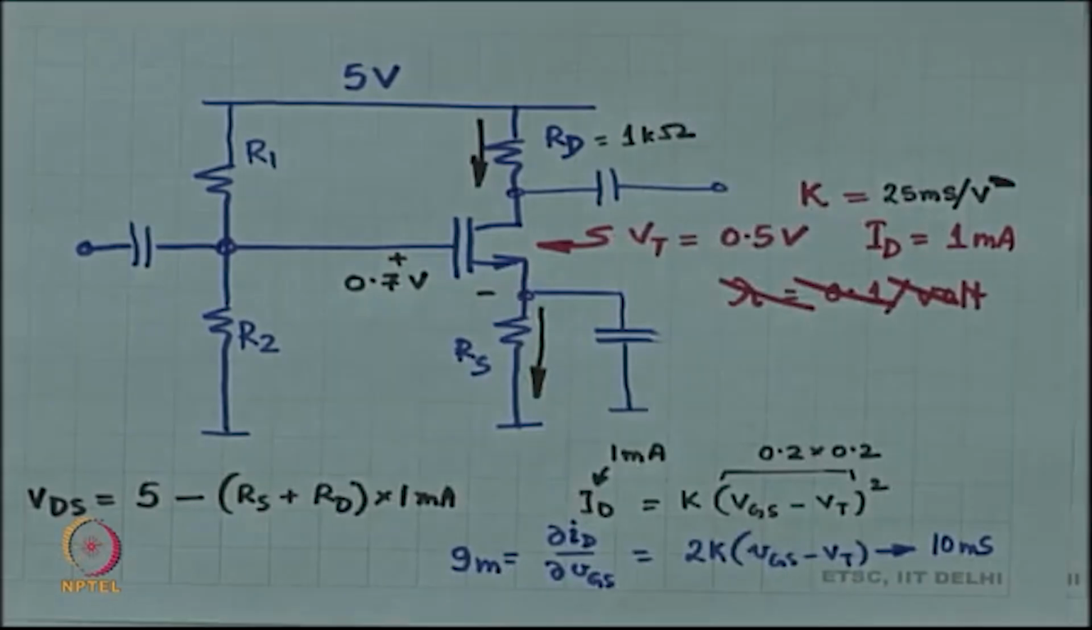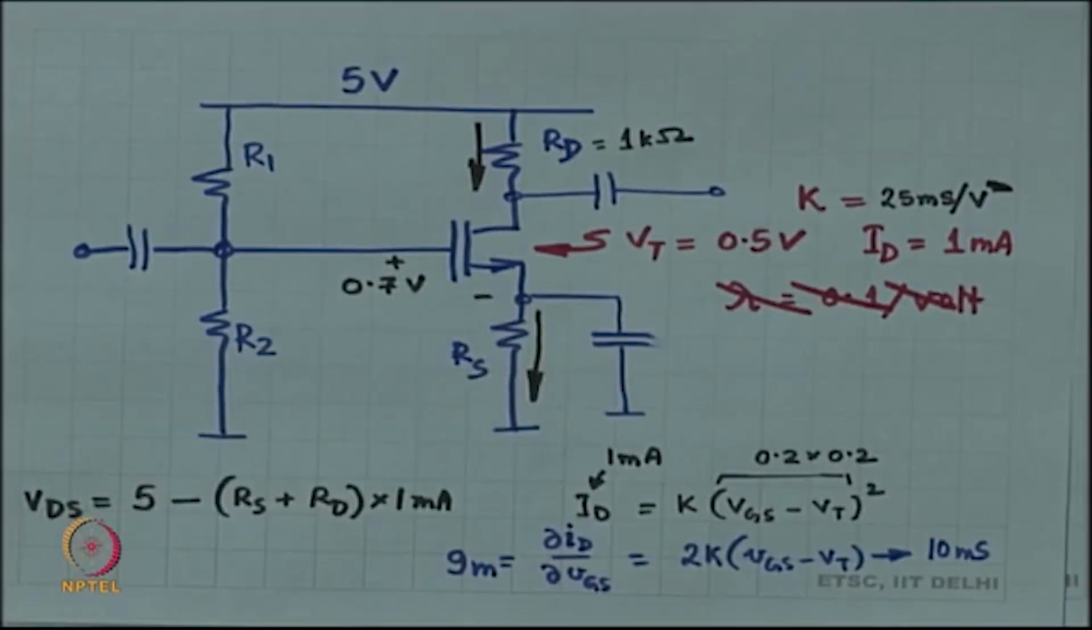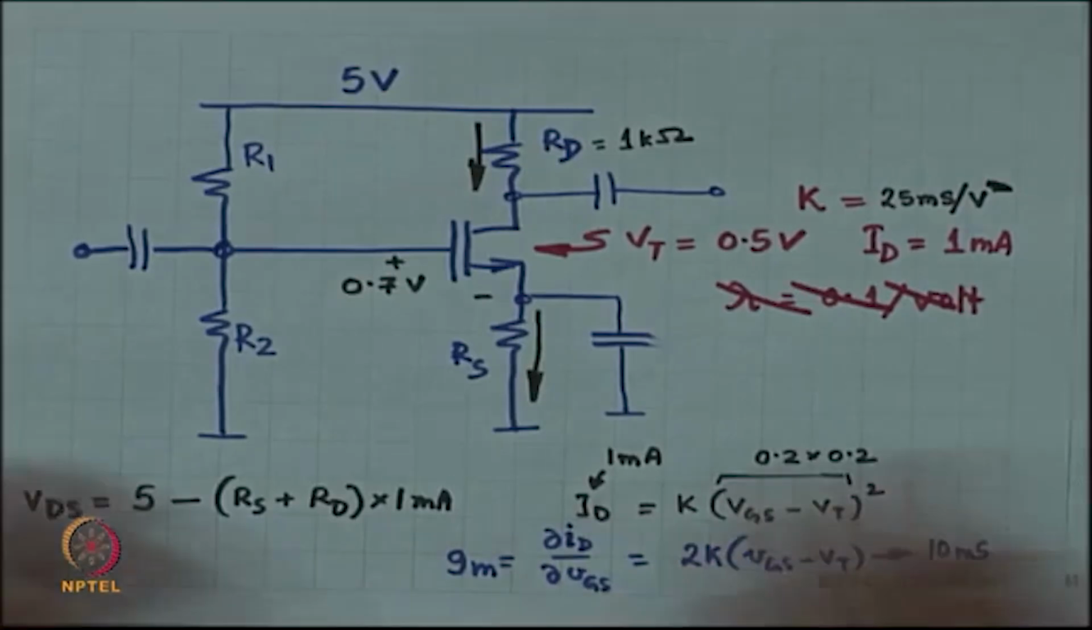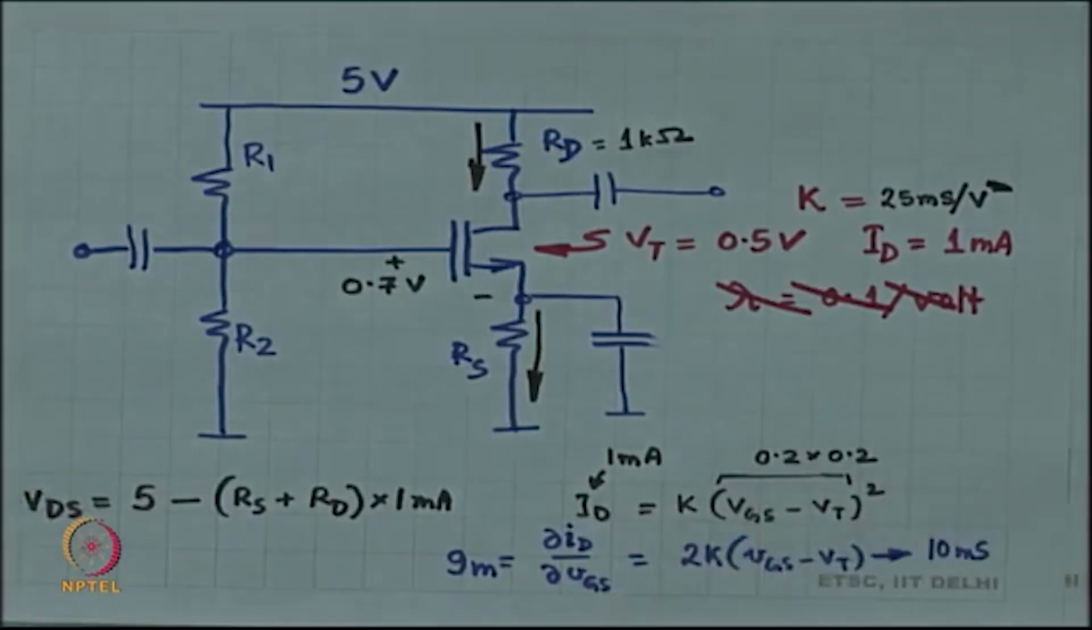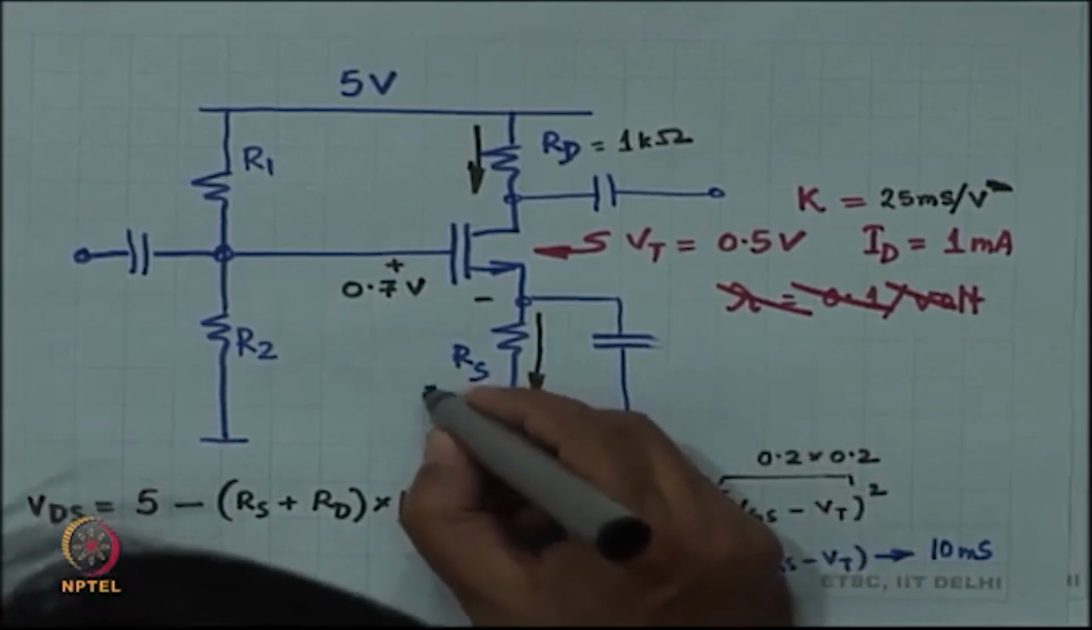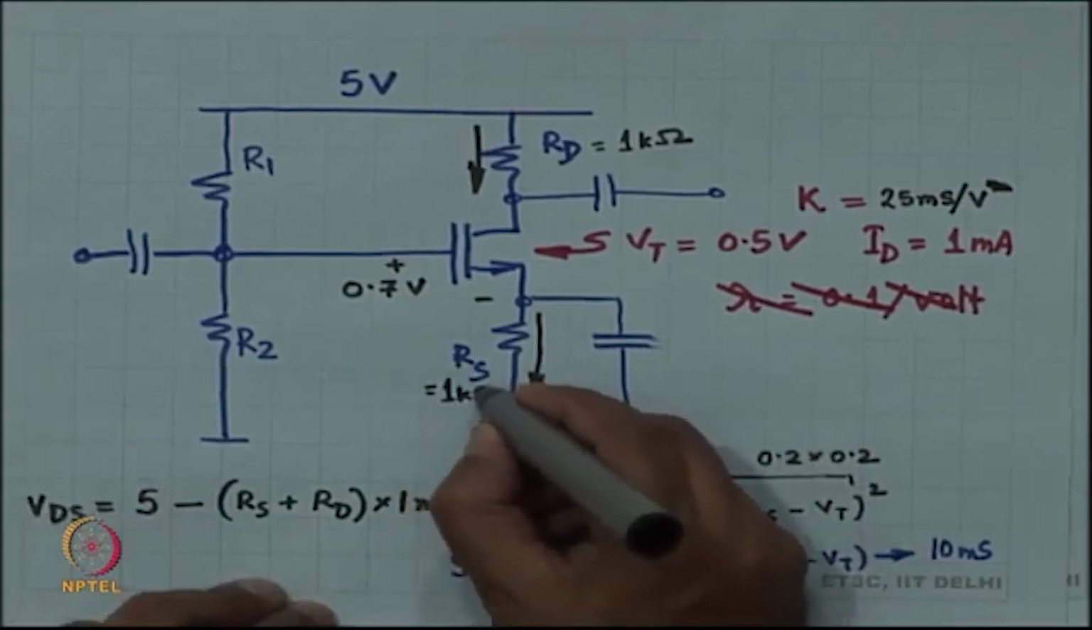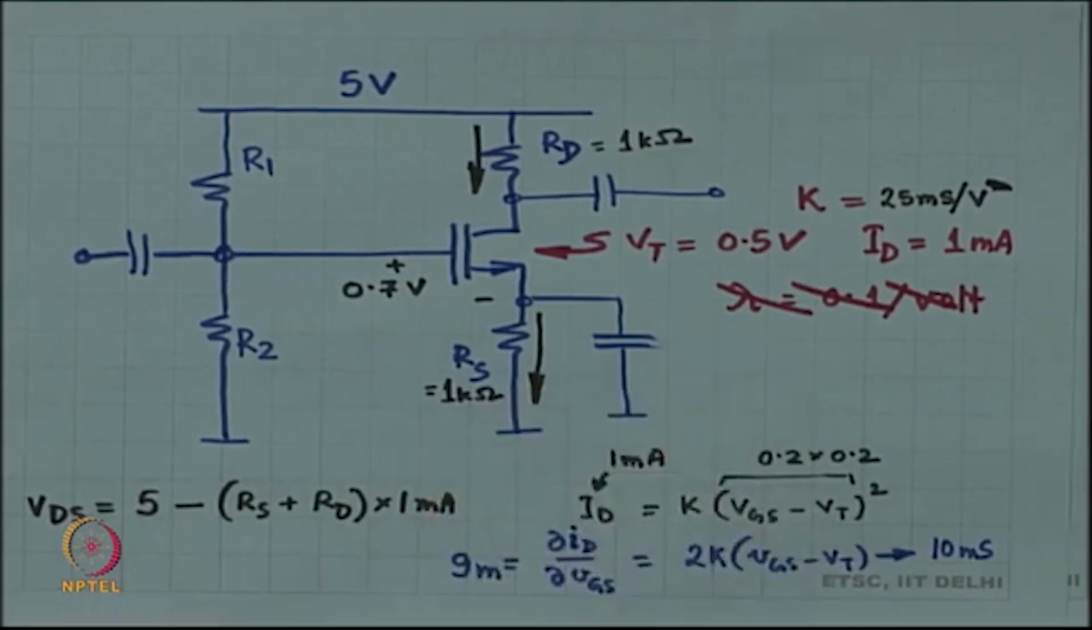Fine. Okay. What about RS? Let us pick RS also equal to 1 kilo ohm. Let us just pick. I really do not care what RS is. RS was just for stabilizing that value over there. So, let us put RS also equal to 1 kilo ohm.